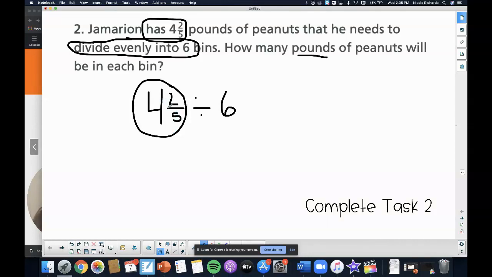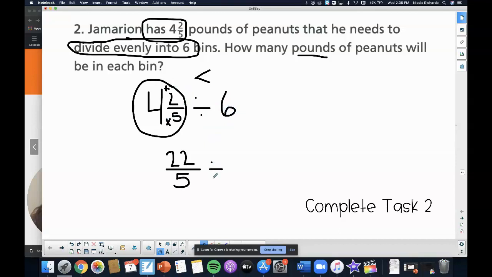So I know we've got 4 2/5, so 5 times 4 is 20, and then we're going to add on 2 is 22 out of 5. So we have 22/5 of a pound, and we need to give that into 6 different bins evenly. As I'm thinking about this, I know that 6 is greater than 4 2/5. So I know that my answer is going to be less than 1 because of 6 being greater than 4. That means my answer's got to be smaller than 1 because I'm dividing by a bigger divisor here.